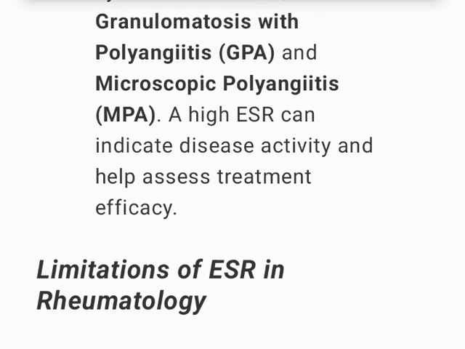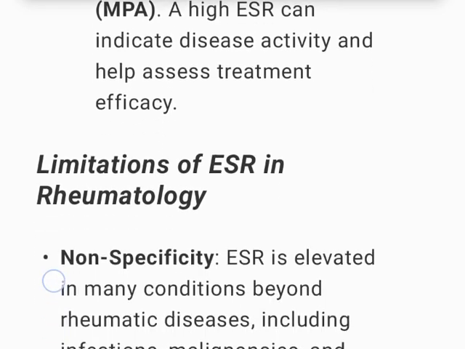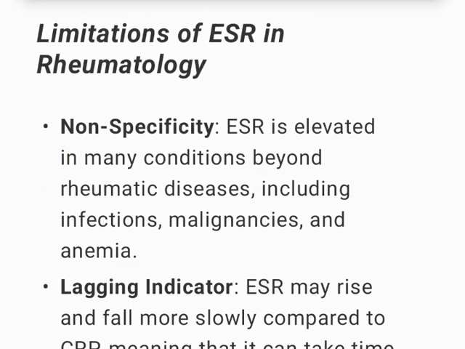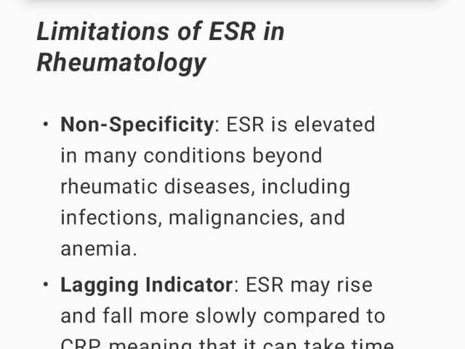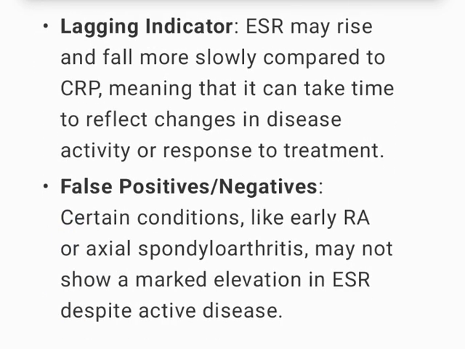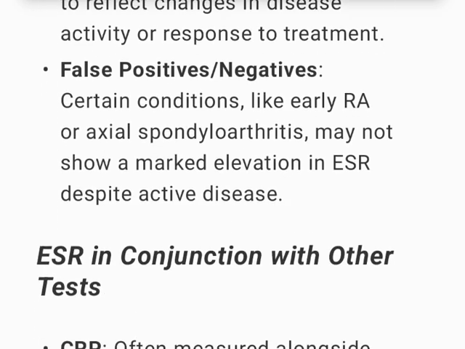A high ESR can indicate disease activity and help assess treatment efficacy. Limitations of ESR in rheumatology. Non-specificity: ESR is elevated in many conditions beyond rheumatic diseases, including infections, malignancies, and anemia. Lagging indicator: ESR may rise and fall more slowly compared to CRP, meaning that it can take time to reflect changes in disease activity or response to treatment.